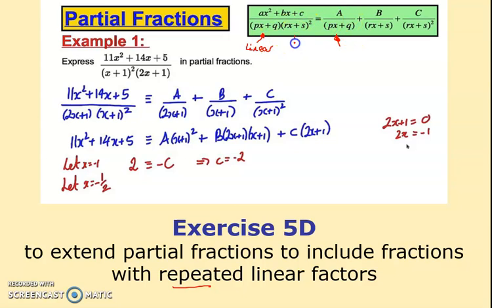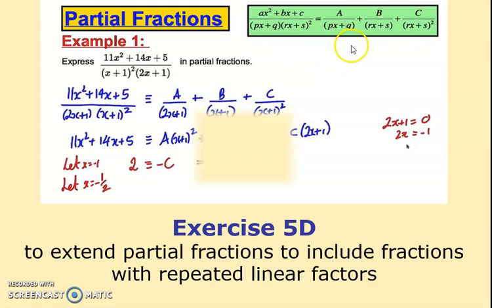That's okay. It's this bit which is called a repeated linear factor. And the fact that it's repeated causes it to appear twice over here. Both of them get a letter put on top, B and then a C. But you'll notice one says Rx plus S, and the other one says Rx plus S squared. This is what we're doing today.